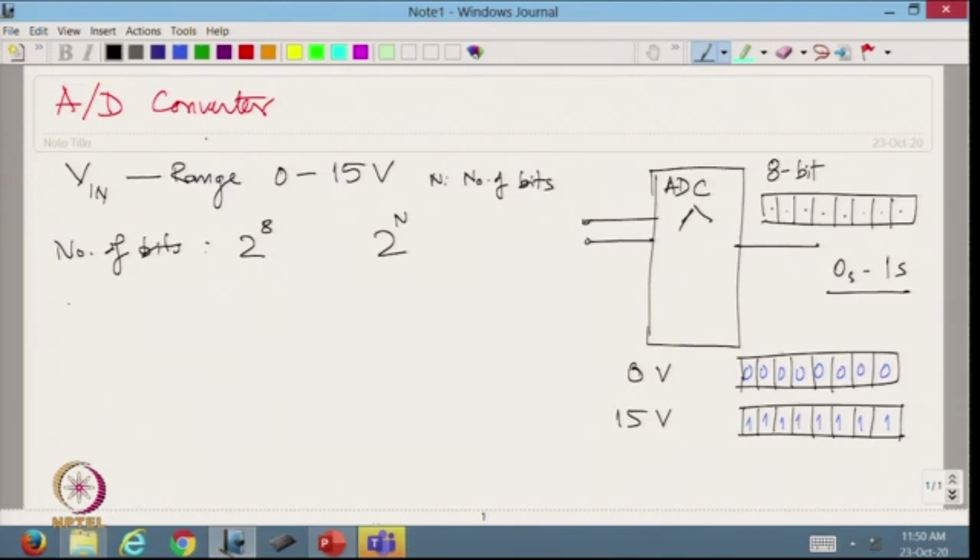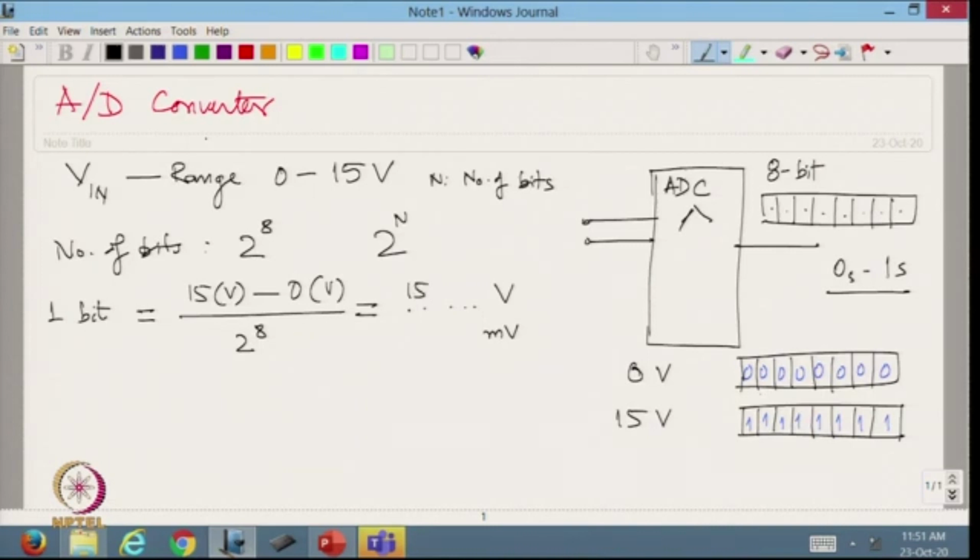And then what we do? We say that 1 bit is equal to the range, that is 15 volts, which is the maximum value, minus 0 volts, which is the minimum value, divided by 2 to the power 8. This many volts, or we may call it so many millivolts, this is the change for 1 bit. That means, if the input signal changes by this many millivolts, this number will go up by 1.